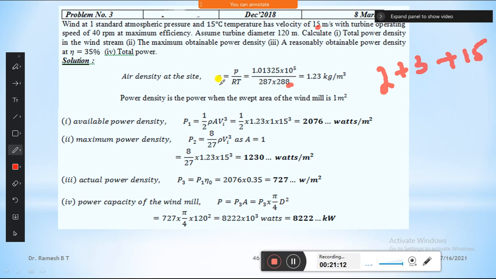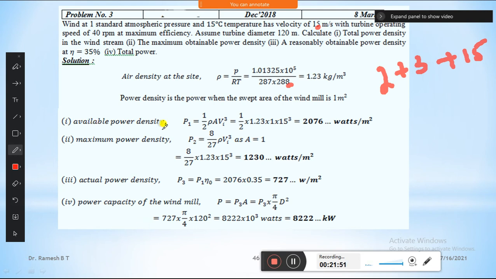Next, from this density, you take the area. The area is not given. In the third and fourth unknowns the area is given, but in the first and second unknown quantities the area is not given, so you have to assume that the swept area is 1 meter square. For that, you calculate the available power density and maximum power density. For the third, the actual power density, they gave the efficiency, and for the power capacity of the wind, they gave the diameter.